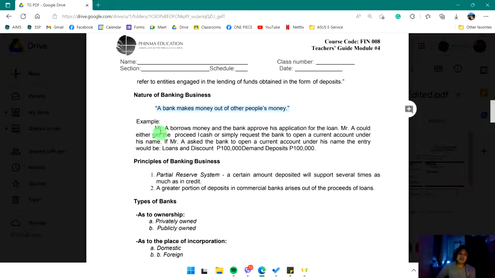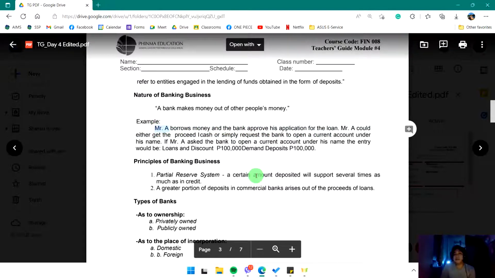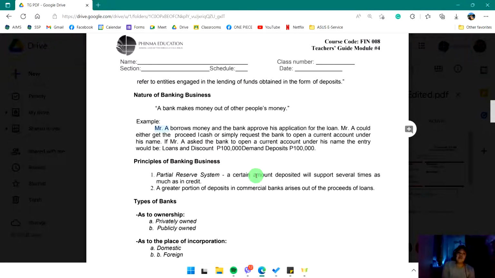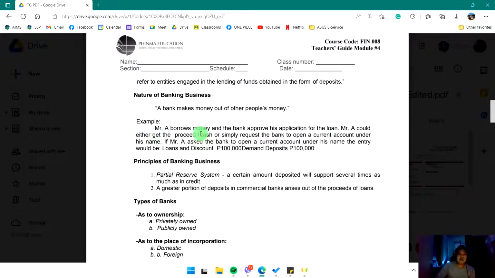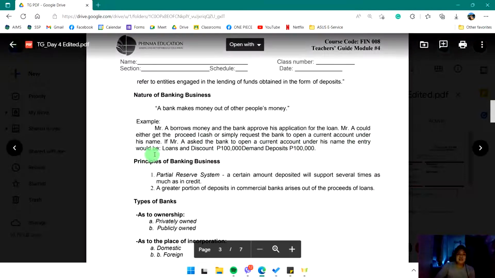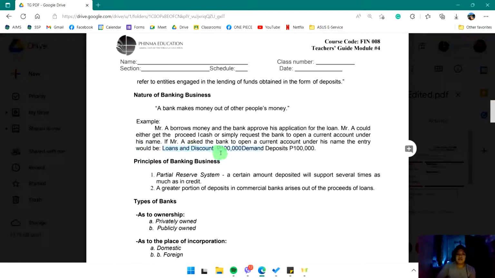Example, Mr. A borrows money at the bank and the bank approves his application for the loan. Ibig sabihin, si Mr. A dito ay isang borrower. Siya po ay mangungutang sa bangko natin. Mr. A could either get the proceeds in cash or simply request the bank to open a current account under his name. If Mr. A asked the bank to open a current account under his name, the entry would be loans and discount 100,000 pesos and demand deposits 100,000 pesos.